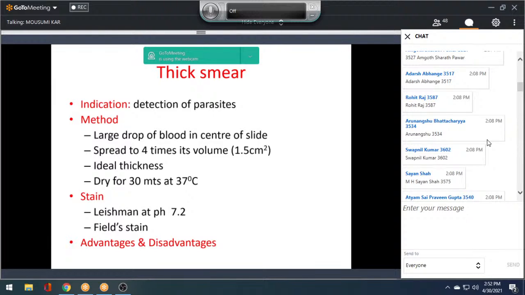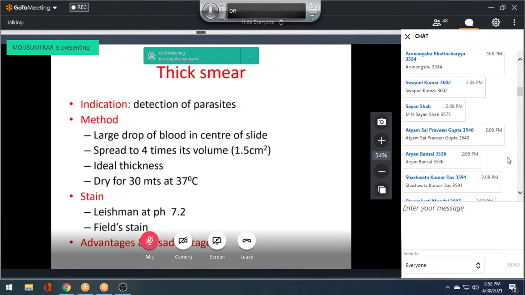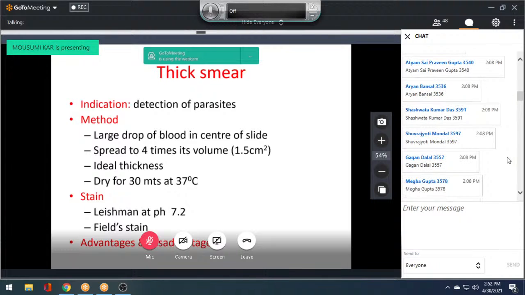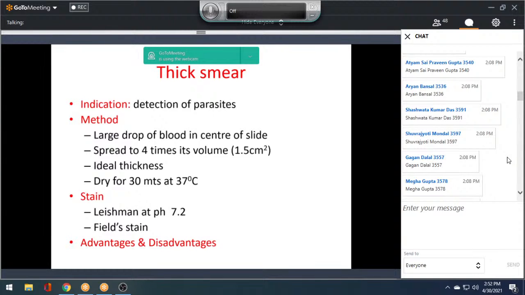Then staining. What is the difference between staining of a thin smear and a thick smear? Any difference? Anybody?